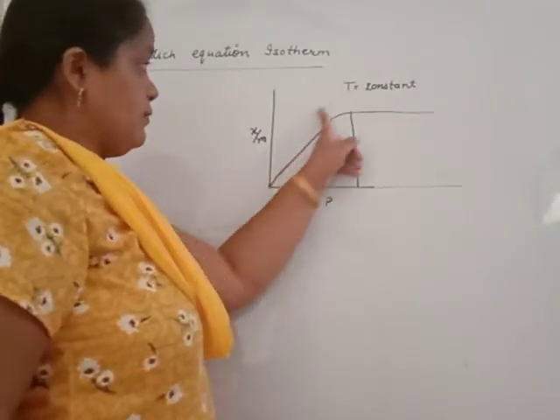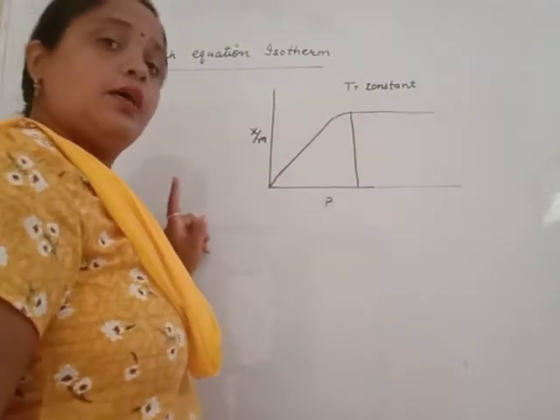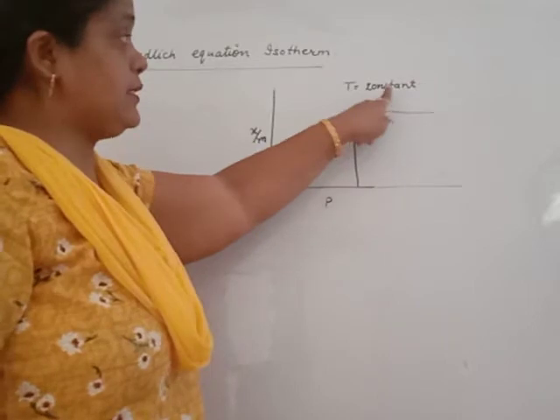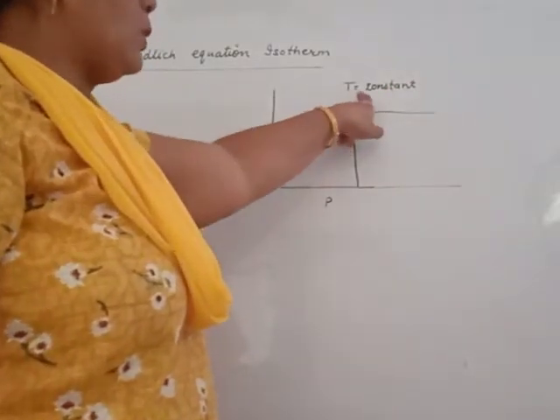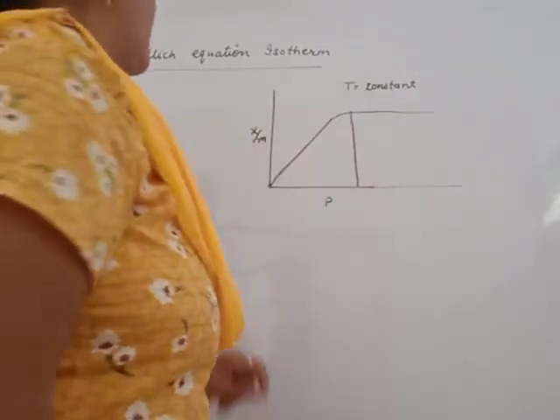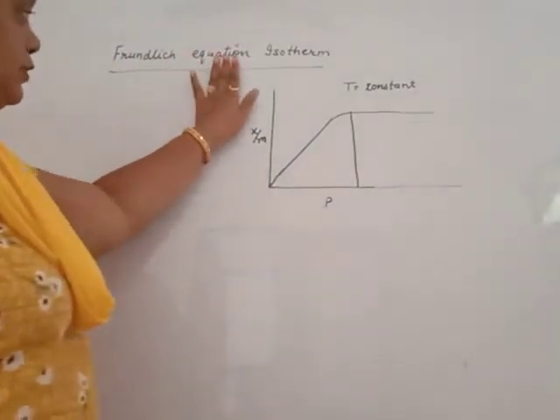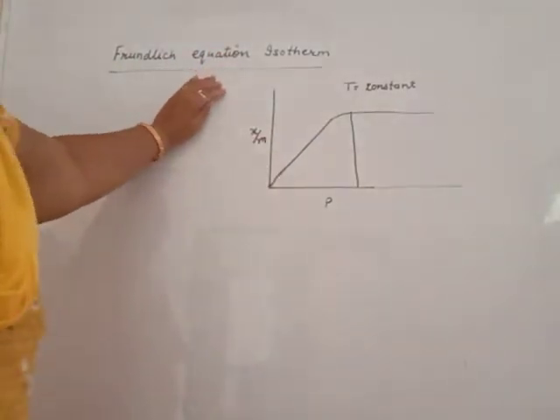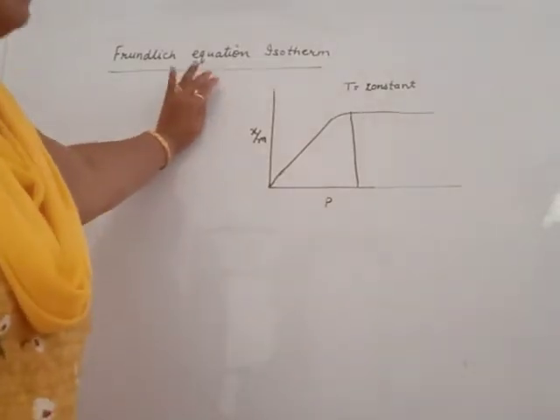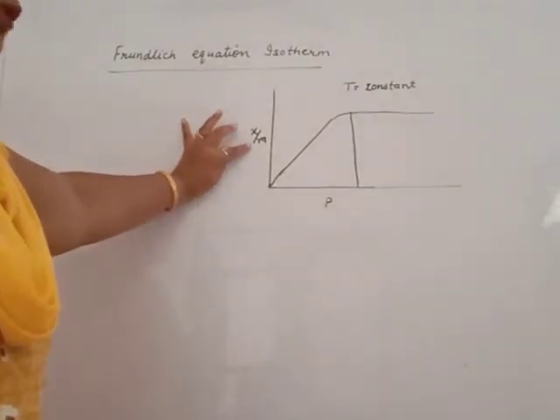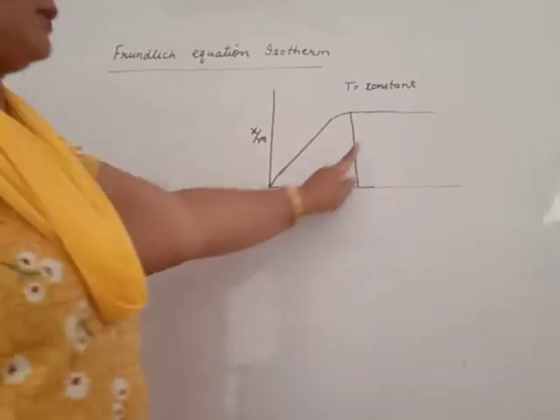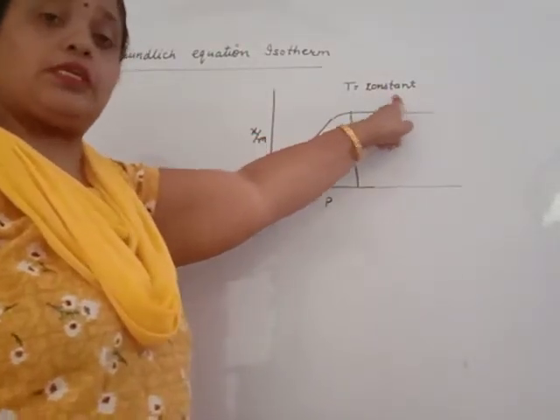This curve is known as an isotherm, which means the curve is obtained at constant temperature. The Freundlich adsorption isotherm tells us about the rate of adsorption of gas at variable pressure but constant temperature.